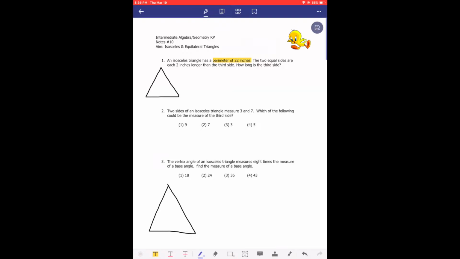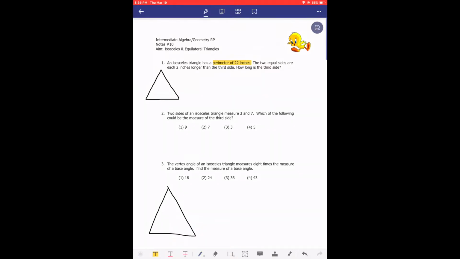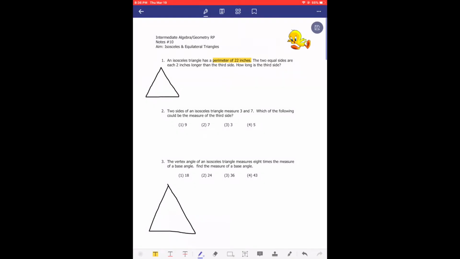So I know I have an isosceles triangle, and with an isosceles triangle, that means that two of the sides are equal. So I'm going to draw my two dashes here. That means that those sides are equal, and they are 2 inches longer than the third side. Whenever you get a word problem, you normally want to start with the part that's at the end. So we're going to label this third side that we don't know as x.